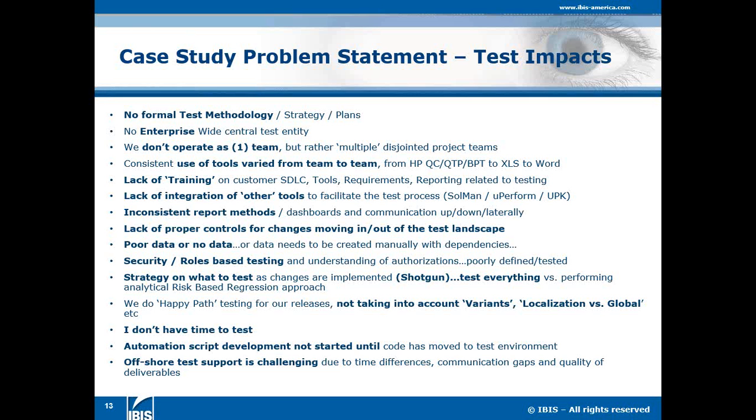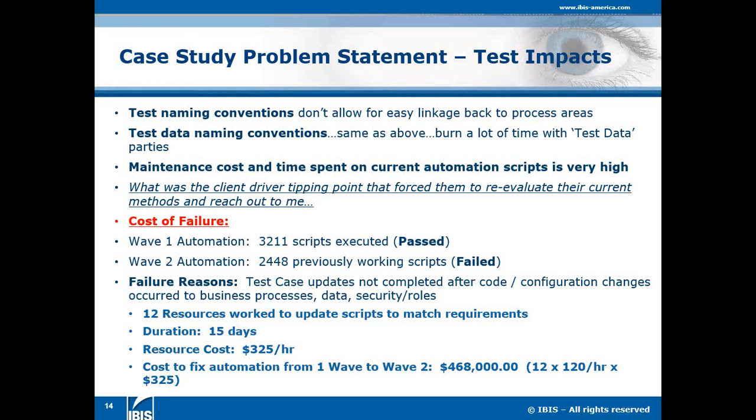In automation script development, we don't start until we exit our development testing, and now we're into integration or systems and integration testing. Offshore test support can be challenging due to time differences, language, or whatever. Coming into the last slide with the problem statement, test naming conventions were a problem. Test data naming conventions and associating those data sheets to the test cases and to the process was challenging. The maintenance costs and time spent on current automation scripts was very high, which was the reason they reached out to me.